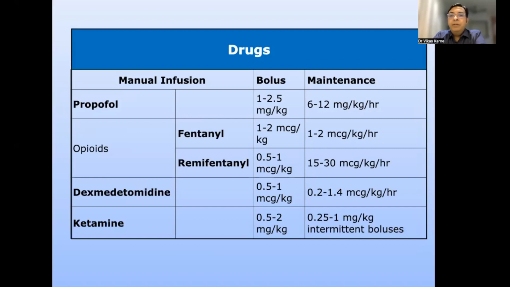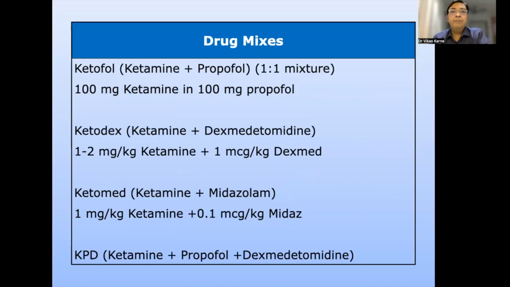Remifentanil, 0.5 to 1 microgram per kg bolus, followed by 15 to 30 microgram per kg per hour. Dexmedetomidine, 0.5 to 1 microgram per kg, followed by an infusion of 0.2 to 1.2 microgram per kg per hour, depending on the patient and the procedure. And ketamine, 0.5 to 2 milligram per kg bolus, followed by 0.25 to 1 milligram per kg intermittent boluses as and when required. So these drugs can be mixed together and used in a single syringe.